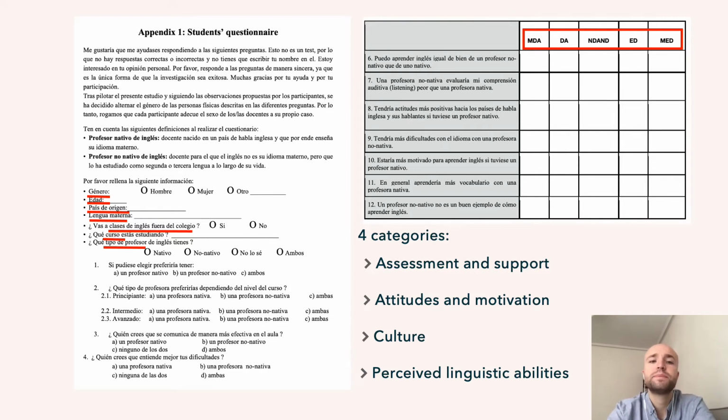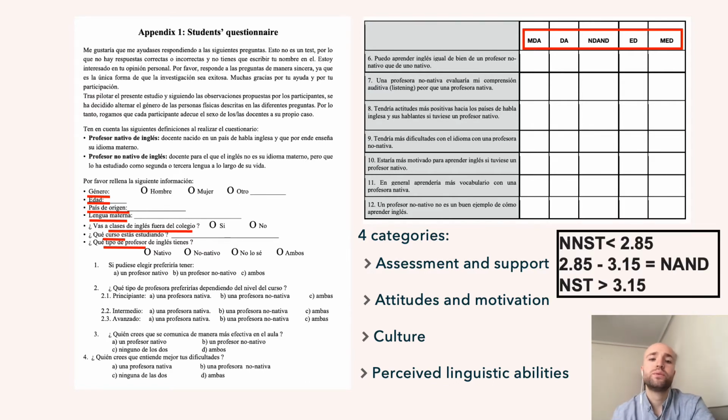These items were subdivided into 4 categories: assessment and support, attitudes and motivation, culture, and perceived linguistic abilities. An average mean for each item plus an average mean for the whole category was calculated. When analyzing responses to Likert items, values close to 3, between 2.85 and 3.15, will be regarded as responses where the native factor does not play a significant role, since they are close to the 3 in the scale, which means they neither agree nor disagree.